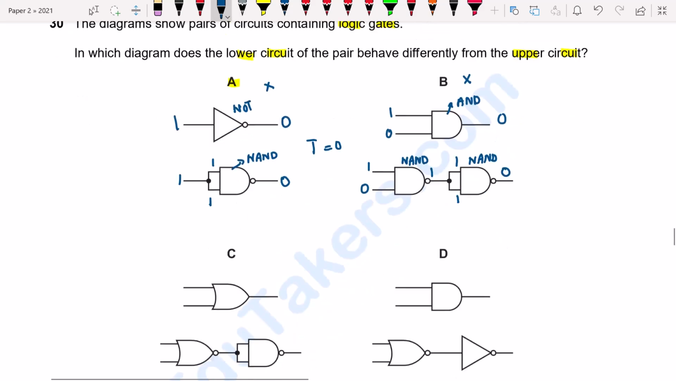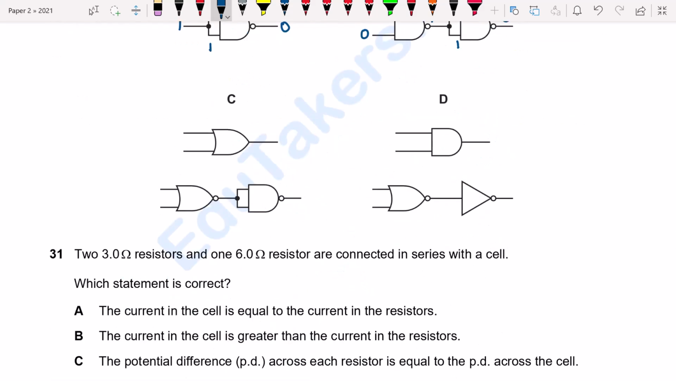Now we check options C and D. Option C, here it is an OR gate. If I consider 1 and 0, in the OR gate we say that if any one of the inputs is high, the output will be high. So the output will be 1. Again, here is a NOR gate and this is a NAND gate. Inputs are 1 and 0.